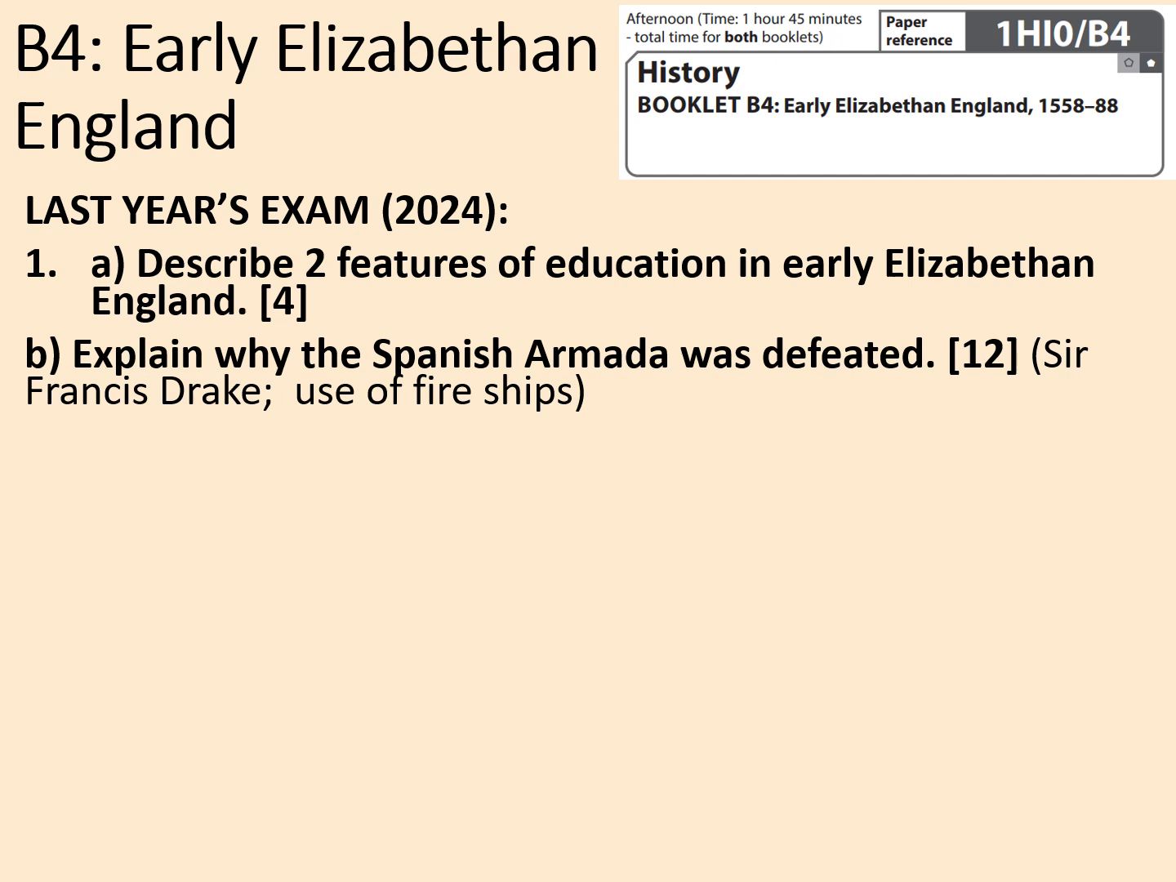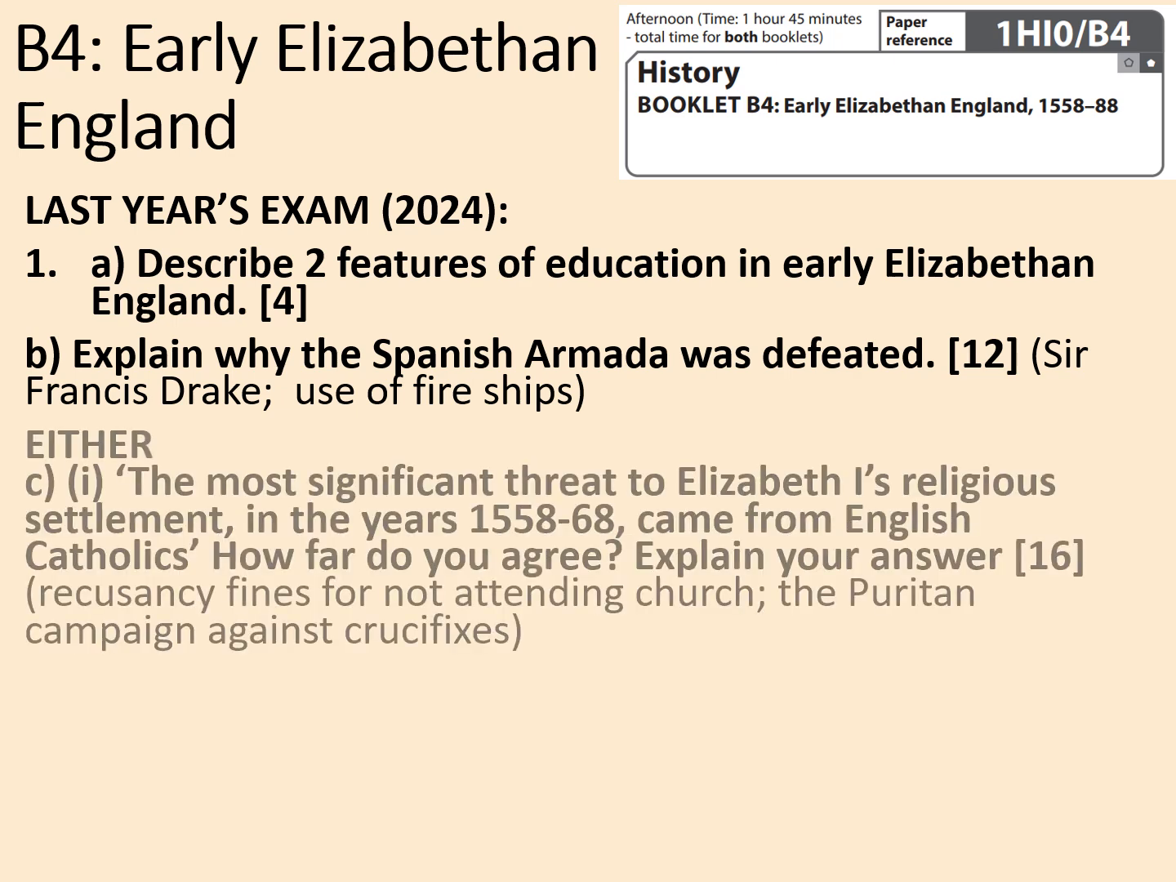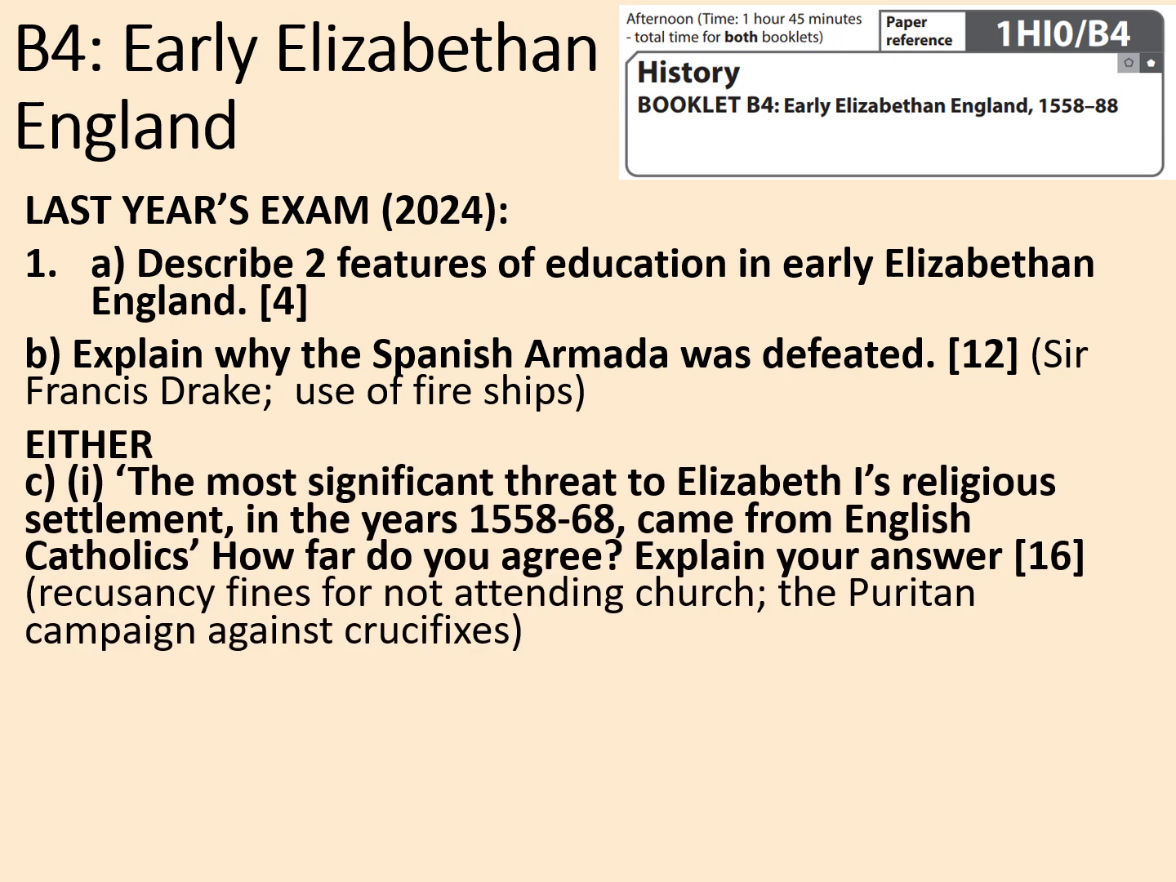Question 1B was explain why the Spanish Armada was defeated for 12 marks. That was something I predicted actually, and it was a really popular question. And then you had a choice. Question C1 was the most significant threat to Elizabeth I's religious settlement in the years 1558 to 68 came from the English Catholics.